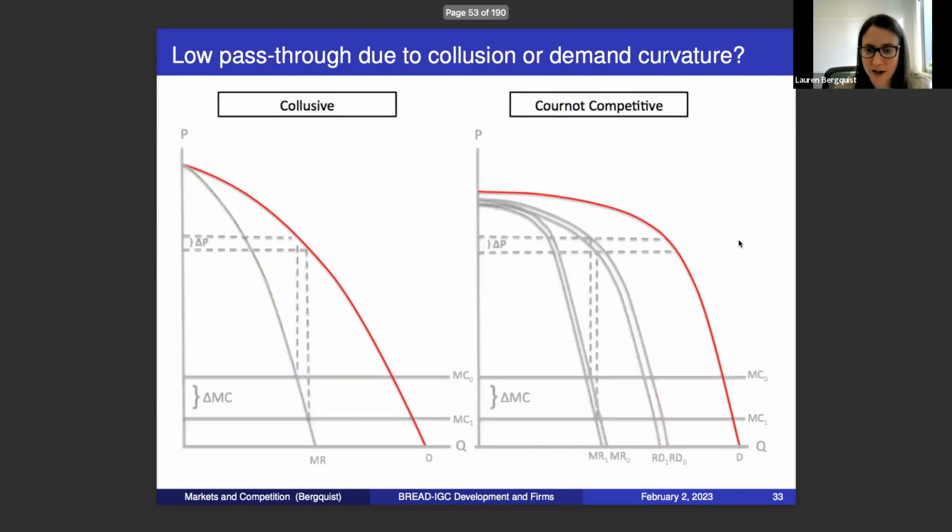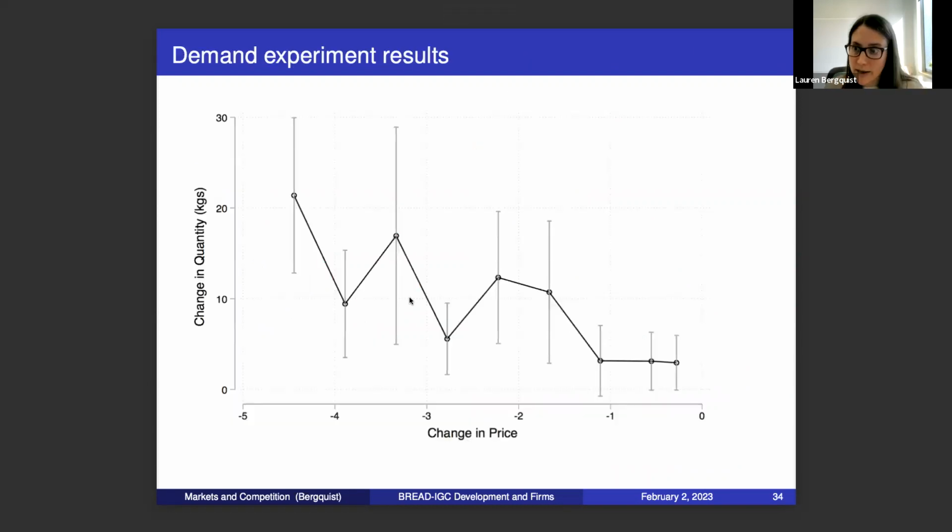Okay, so the really critical thing to know, are we in this world or this world, is understanding the curvature of demand. That's why we have to go to the second experiment to estimate demand, to back out from this pass-through rate what the underlying model of competition is. So that's the demand experiment.